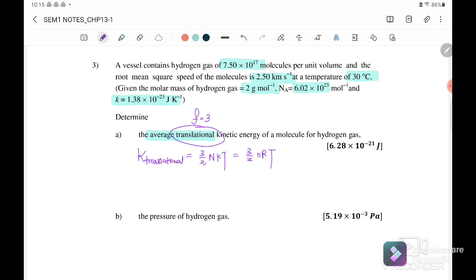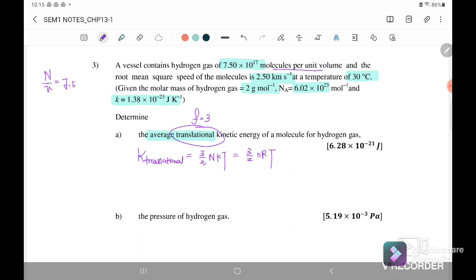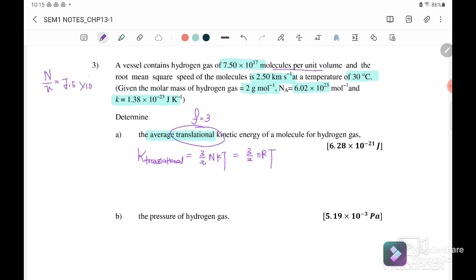First, what information do we have here? We have the molecules per unit volume, which is equal to 7.5 times 10 to the power of 17. We also have v rms, which is equal to 2.5 kilometers per second, so we must multiply by 10 to the power of 3.